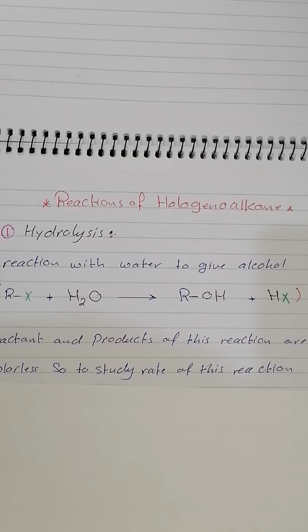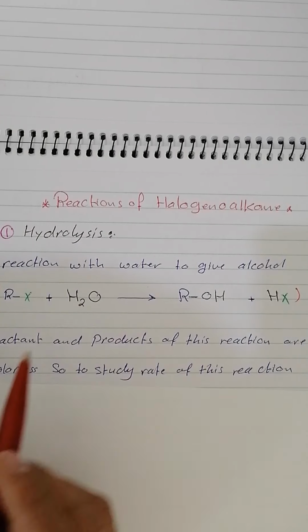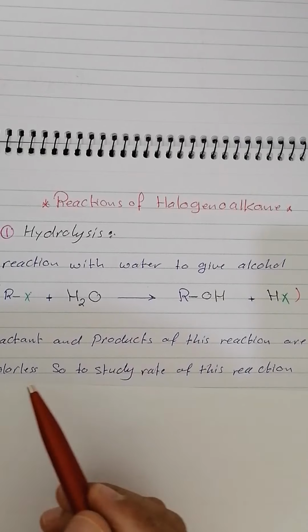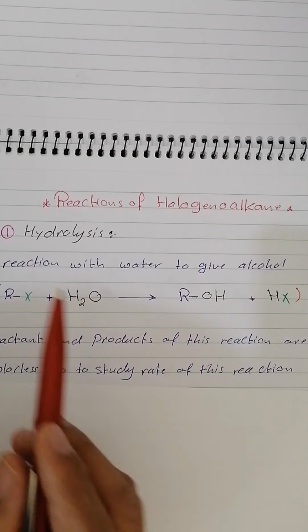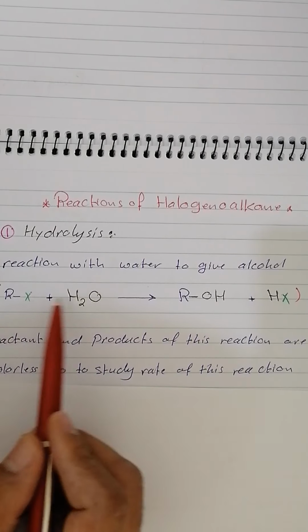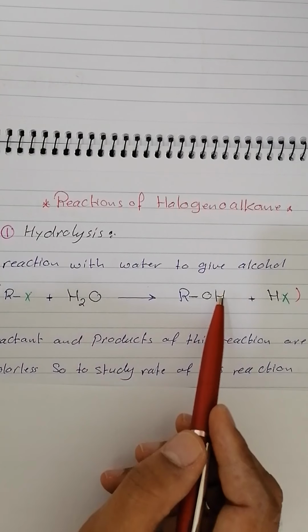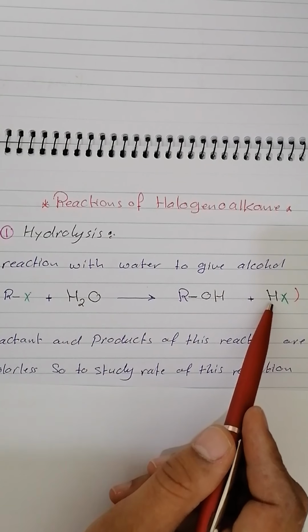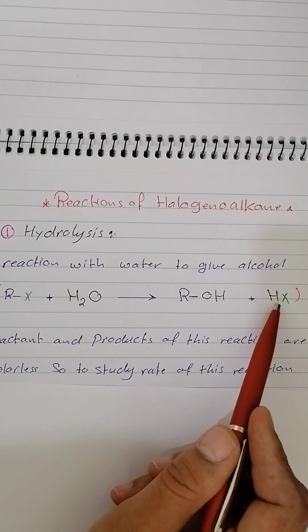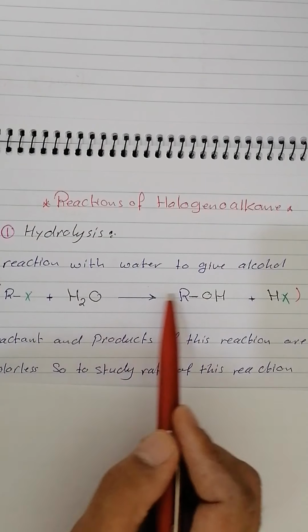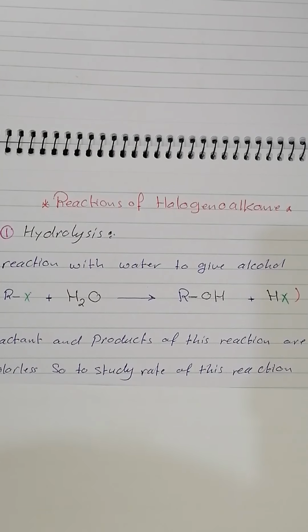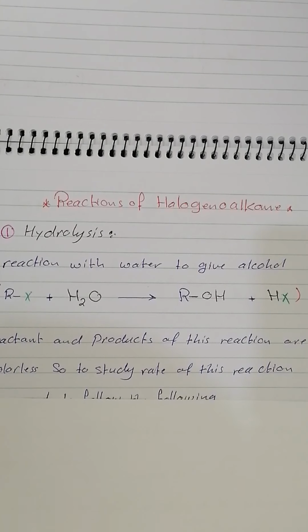The reactants and the products of this reaction are colorless. The halogenoalkane is colorless, water is colorless, alcohol is colorless, and hydrogen halides are colorless. All these are colorless. So the first point we need to take care of, or discuss, in this reaction is how we can measure the rate of this reaction.